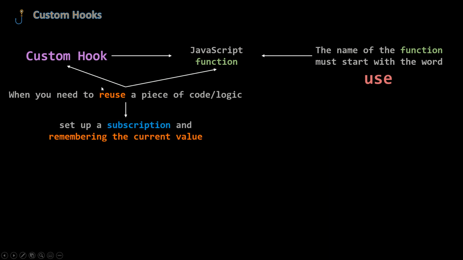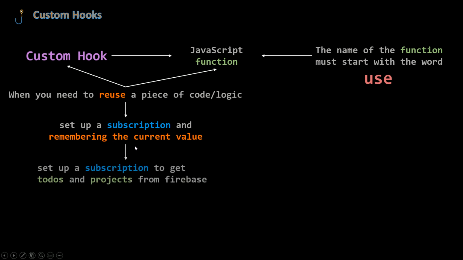Now, one of the cases where you would have to create a custom hook is when you need to set up a subscription and remember a value, which means using state. So whenever you need to set up a subscription and you need some state to remember some values, you can create a custom hook. That is exactly our case, because we need to set up a subscription to get the to-dos and projects from our Firebase, and we still need to create some state to remember the to-dos and the projects.